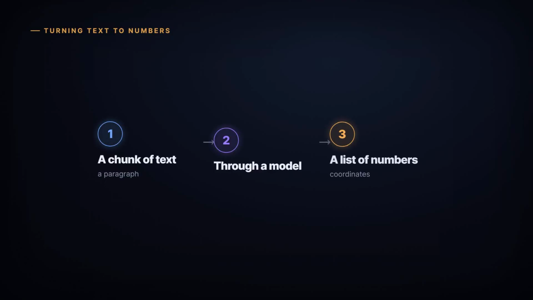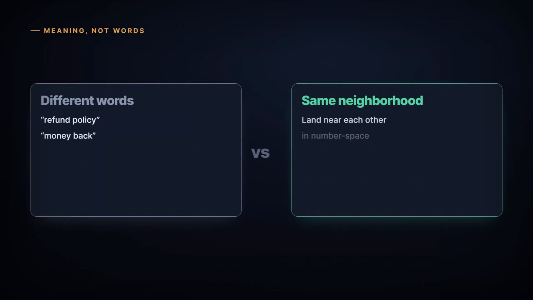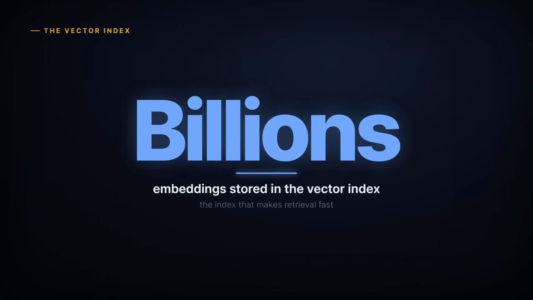Now, for every chunk, you run it through a model that turns the text into a list of numbers, a long string of coordinates. That numeric fingerprint is called an embedding, and the beautiful thing about it is that chunks about similar ideas end up with similar numbers. Two paragraphs about your refund policy land near each other in this number space, even if they use completely different words. You store all of those embeddings together in what's called a vector index.